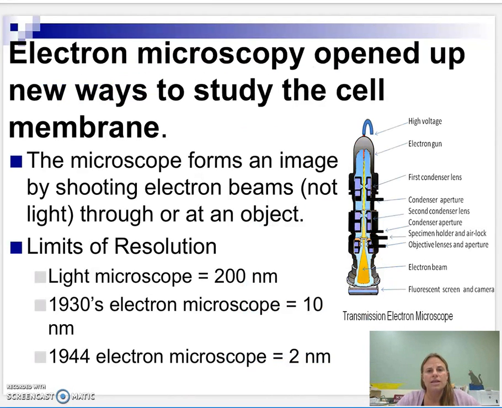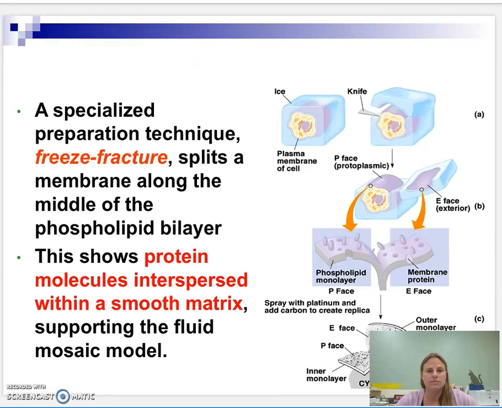And how did we figure this out? Well, the electron microscope helped us find new ways to study the cell membrane. Remember, we originally had the light microscope, then we had these electron microscopes, which form an image by shooting the electrons through an object. And by 1944, the electron microscope provided us with 2 nanometers of resolution.